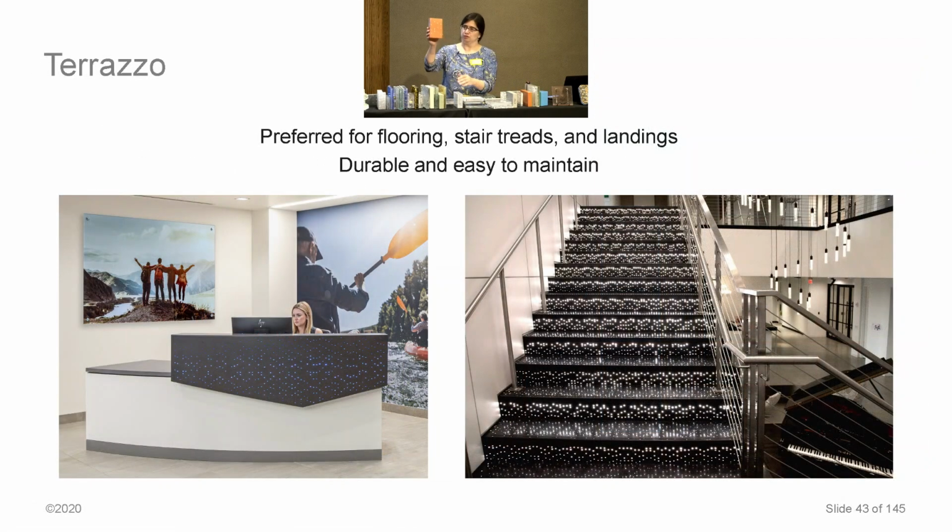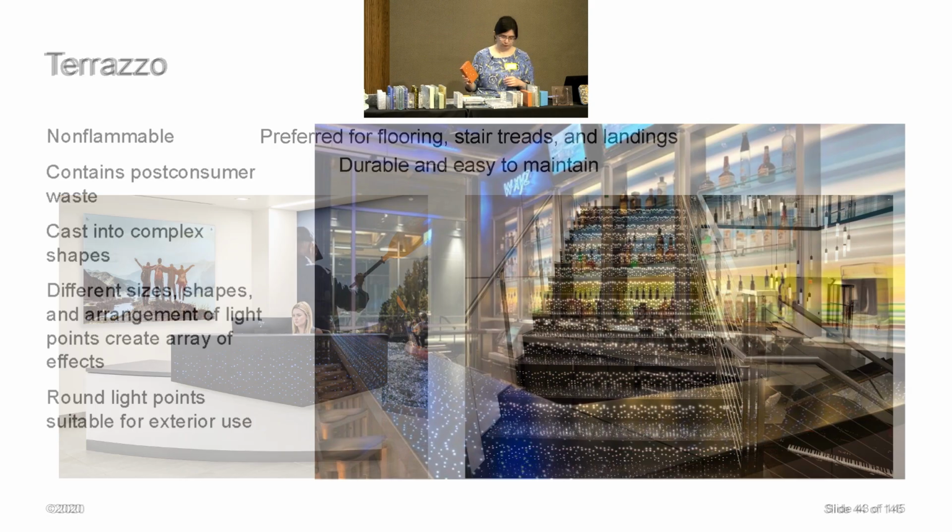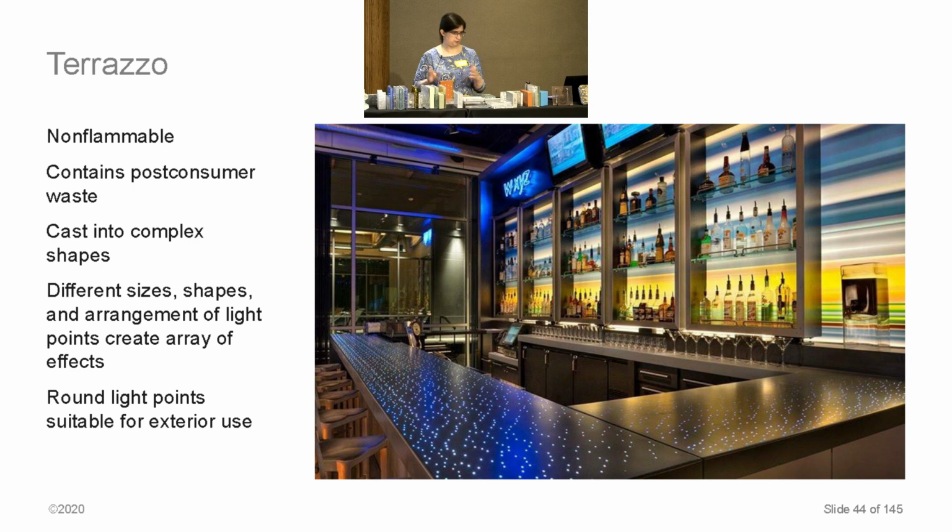Lastly, the terrazzo. Like I mentioned earlier, this is a fine concrete mixture that is embedded with those optical channels, and those are made out of resin. So it's a composite material. Just like regular concrete, it's extremely durable. It can be used for things like floors, stairs, countertops, walls, and so forth. It is non-flammable because it's concrete, and it can be used in wet environments because it's concrete.